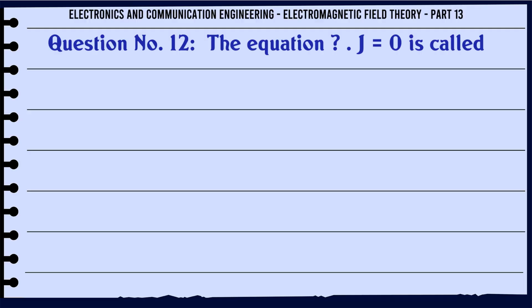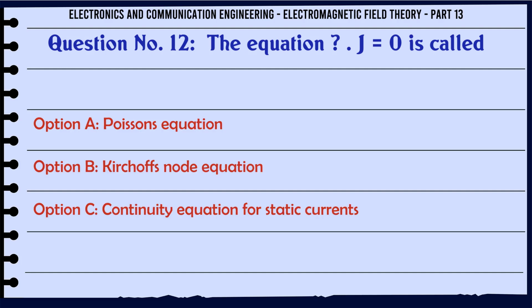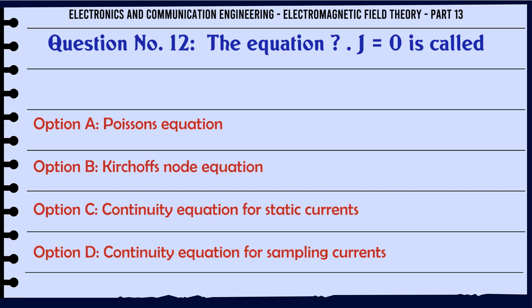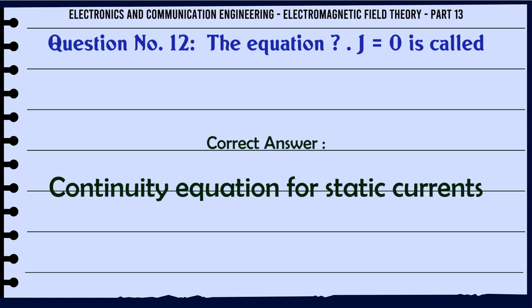The equation ∇·J = 0 is called A: Poisson's equation, B: Kirchhoff's node equation, C: continuity equation for static currents, D: continuity equation for sampling currents. The correct answer is continuity equation for static currents.